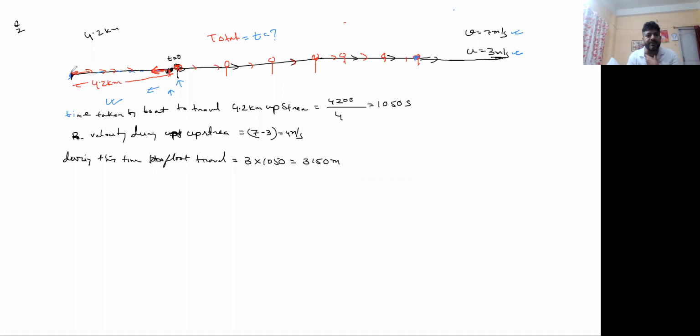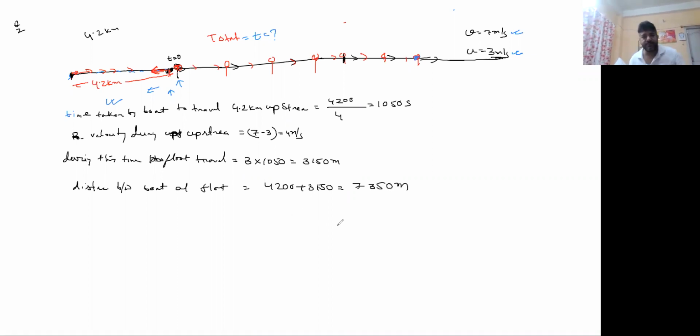So now the distance between the boat and the float, suppose. The distance between boat and float is 4200 plus 3150, that is 7350 meter. Yes or no? Yes, sir.